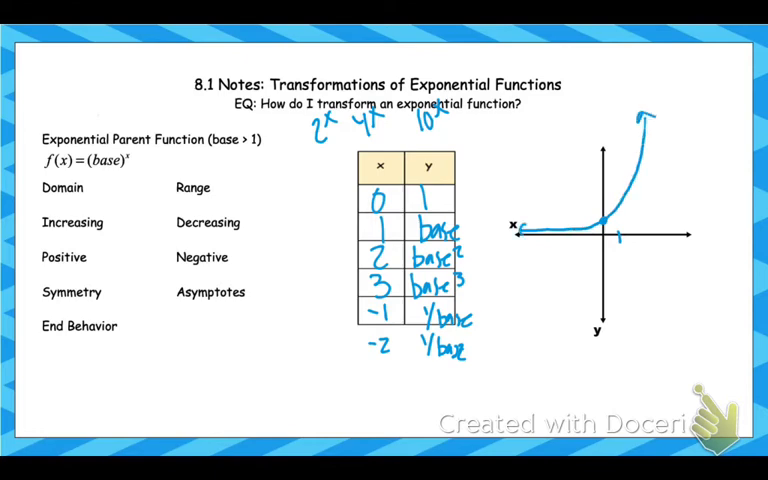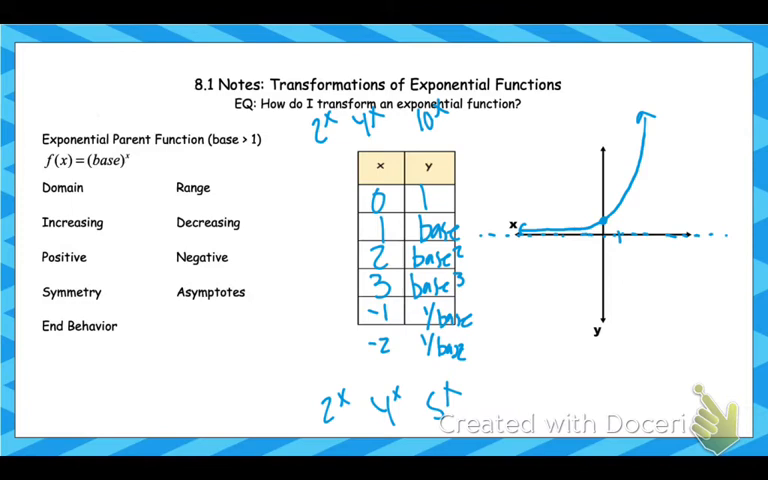Now, if we think about those y values, no matter what x value I plug in, 2 to the x, 4 to the x, 5 to the x, I'm never going to be able to get a negative number because I can't take a positive and raise it to any exponent and get a negative. Even though I can get really, really close to it, it's never going to touch it, so this graph is going to have a horizontal asymptote at y equals 0. So this is our exponential function.